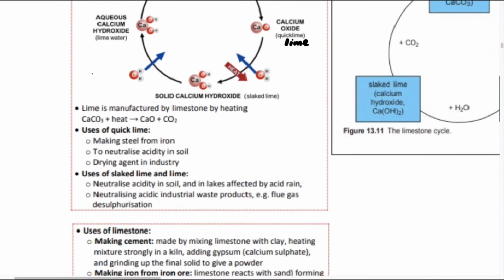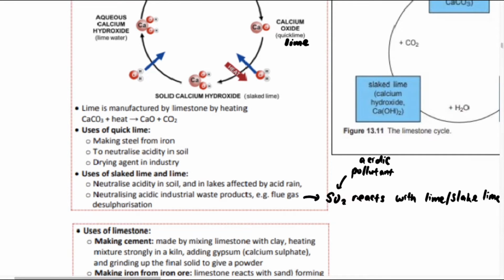So flue gas desulfurization, conclusions: it is where SO2 reacts with lime or slaked lime. Okay, so SO2 is an acidic pollutant. That's why neutralizing is used here. So the base is neutralizing the acidic SO2.